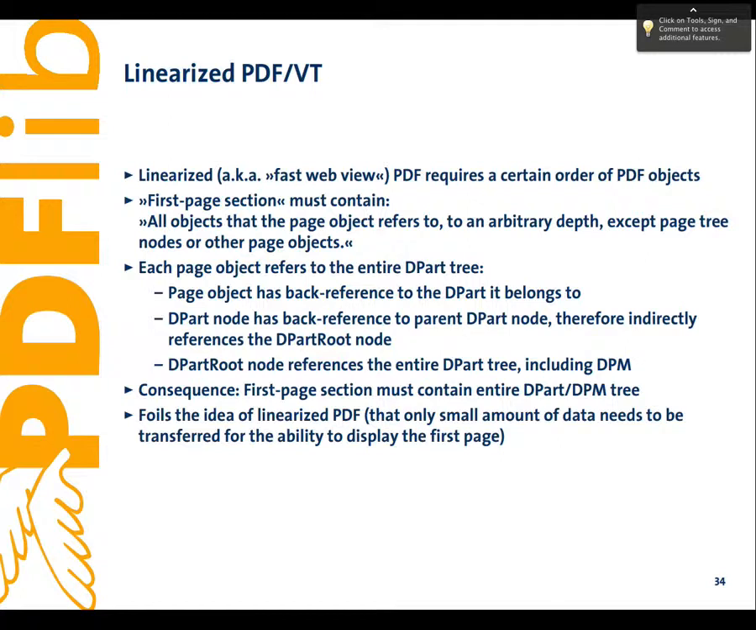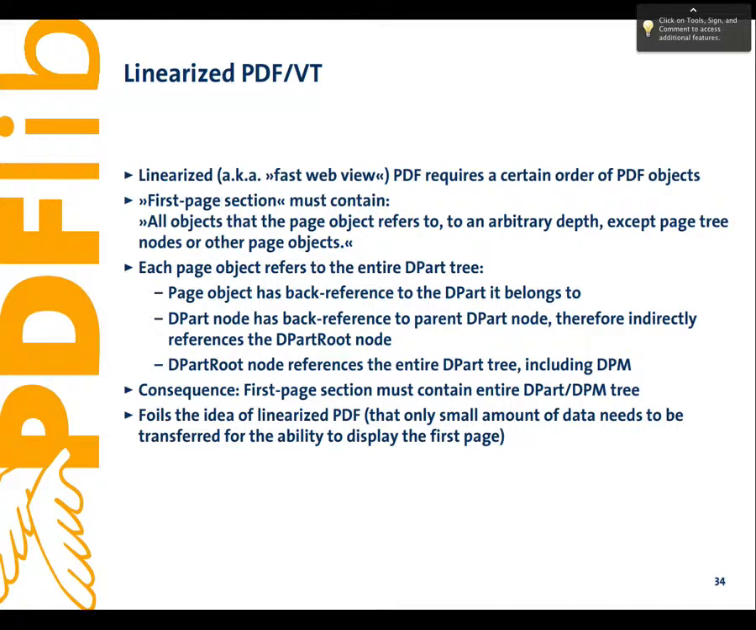So we agreed that this is a use case, and if you read the linearization specification in the PDF reference, it has a statement that all objects that a page object refers to, to an arbitrary depth, except page tree nodes or other page objects, must be put in the so-called first page section. So this is a section that is very near to the beginning of a linearized PDF file that can be downloaded as the very first thing to the web browser, to the plugin in the web browser, so it can quickly display the very first page.